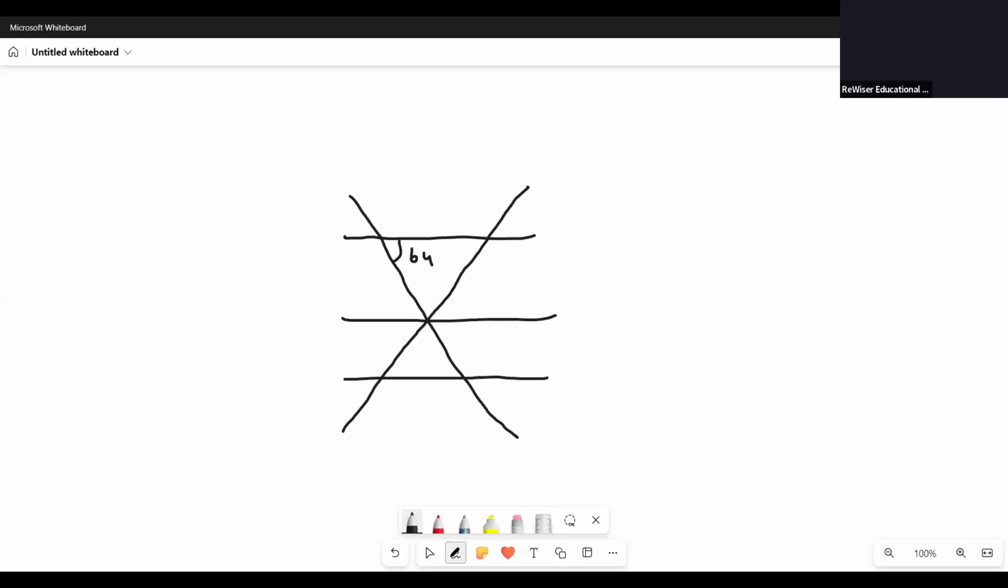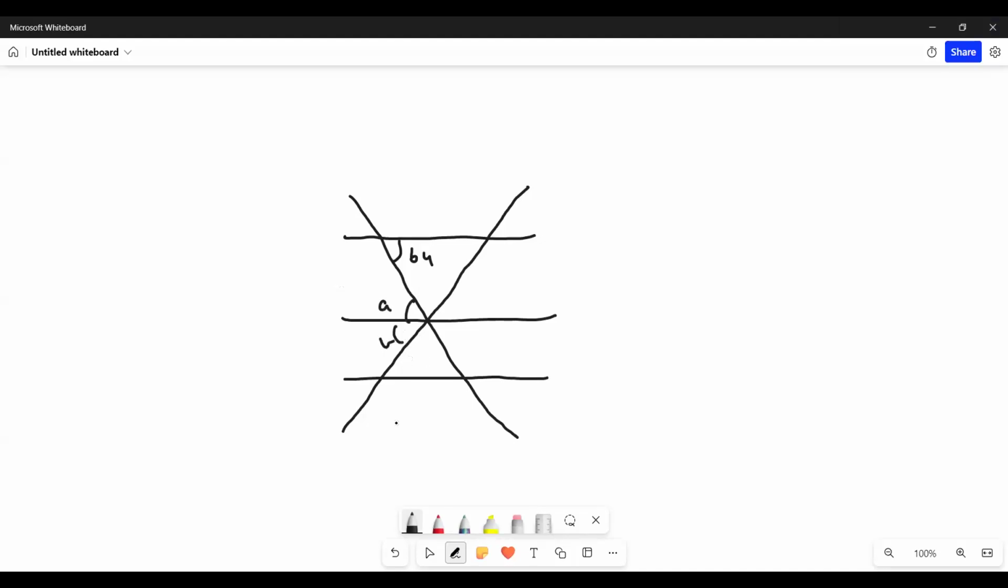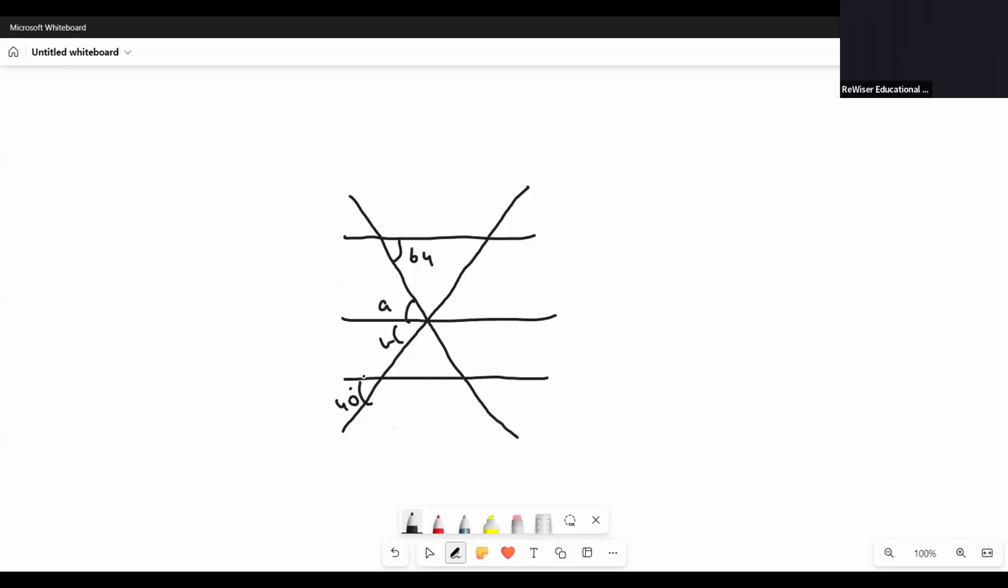So this is 64, then it's A, B, and then it's 40. So this is A, this is B, right? And the exterior angle here is 40 degrees, right? So you have to get A and B. A is 64. Reason for that? Alternate angles. And B is 40 because corresponding angle. Perfect, right? So now you are able to recognize the corresponding as well as the alternate angles, right?